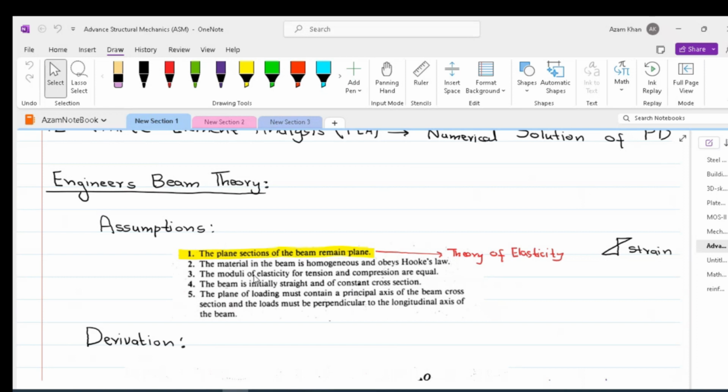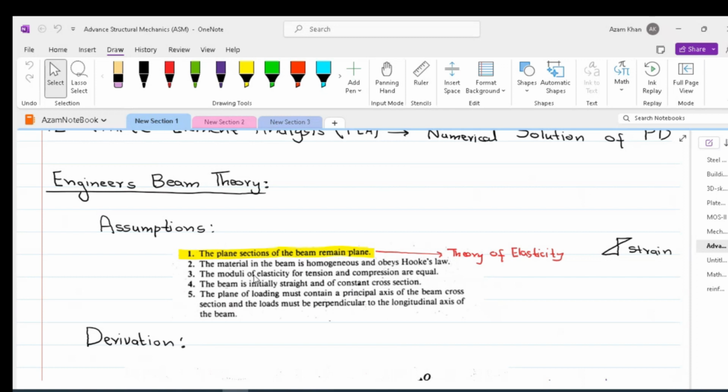Assumption 3 can be adjusted to meet those materials which don't have modulus of elasticity in tension and compression equal, such as reinforced concrete. In reinforced concrete, we have a compression section, which is normally concrete, and a tension section, which is steel. Both concrete and steel have different moduli of elasticity. So we tailor the engineer's beam theory and make it suit the RC beams.